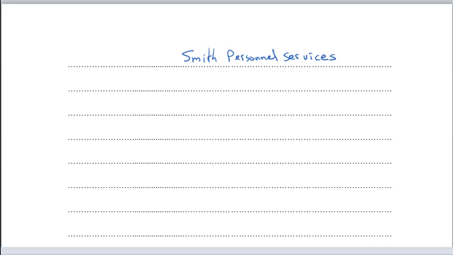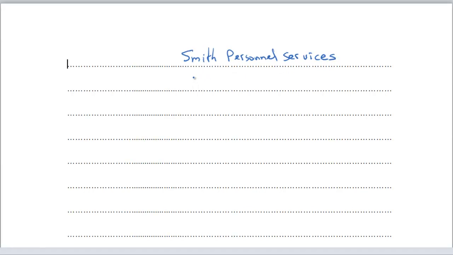Welcome back to part 2 of the solution to BCIT homework problem 1F. Okay, so we are now preparing an income statement for Smith Personnel Services. So we have the title, which has the business name first, then the title of the statement. It is an income statement. And then the date. However, in this particular format, we've been asked to prepare it for the period ending September 30th, the month ending September 30th.